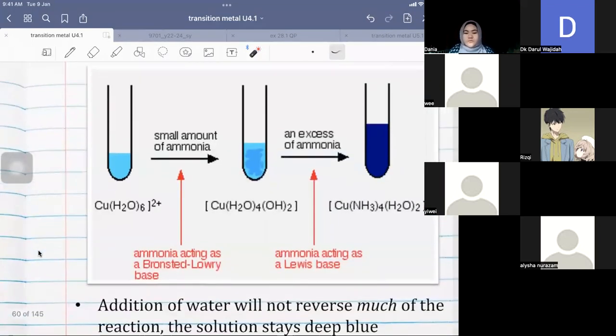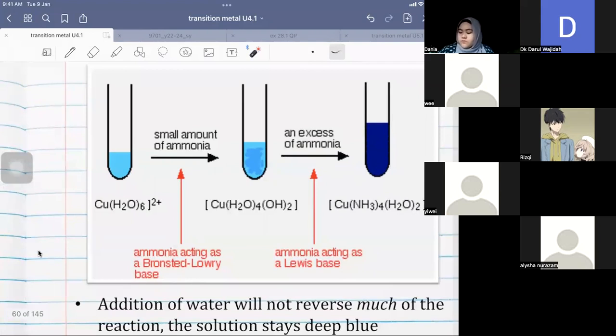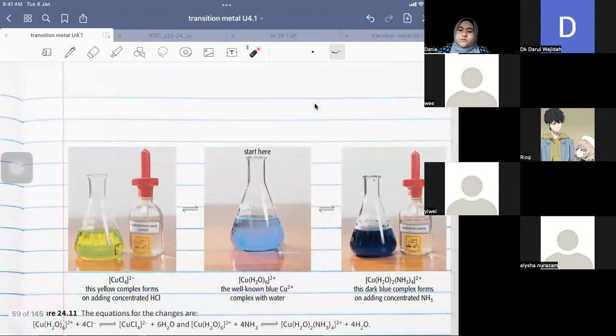Okay, so this is what I have explained earlier as well. How can we get a copper hydroxide upon the addition of a small amount of ammonia? This is not a ligand exchange because ammonia is acting as a base. Okay. One question, is it reversible?